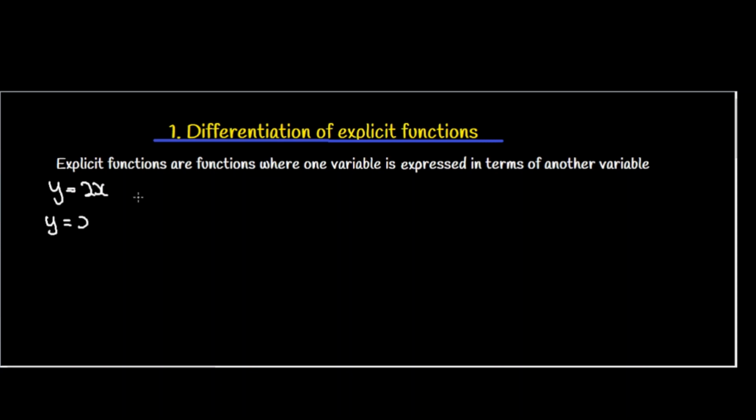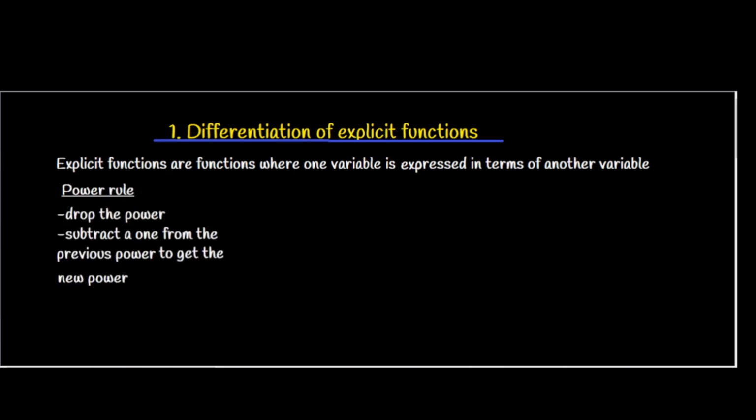Now let's take a look at how we can differentiate explicit functions. Before we get to differentiating explicit functions, we are going to use a rule, and this rule is called the power rule. So what does the power rule state? It says that you drop the power of a variable, and then to get a new power, you subtract 1 from the previous power of that variable. This is what I'm talking about.